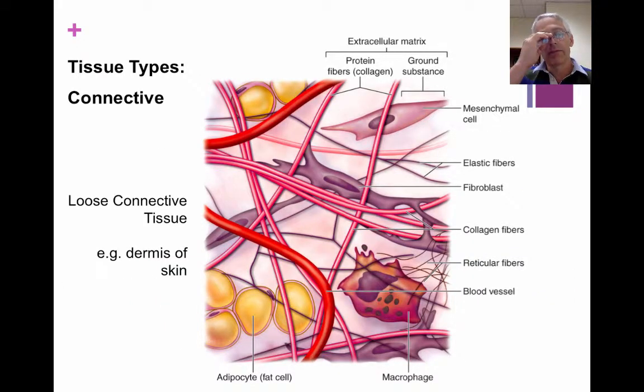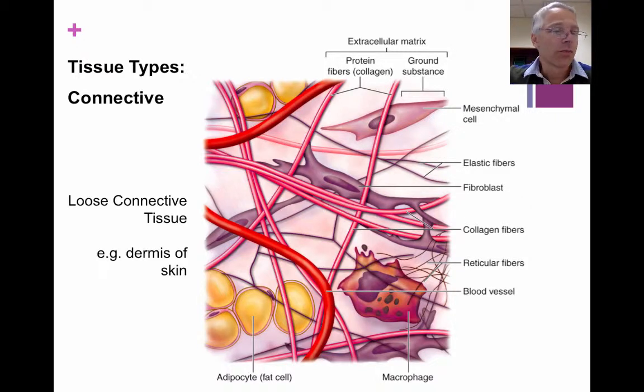The next type of tissue, connective tissue. Again, the name is very helpful. Connective tissues tend to connect different parts of our body. So muscles are connected to bones by connective tissue. Bones connect one part of our body to the other, so they're also connective tissue.